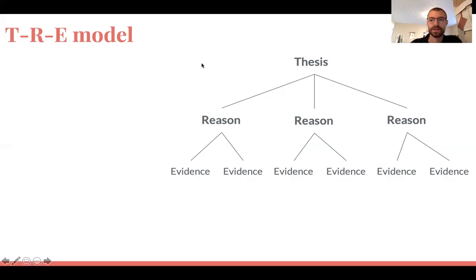In this video, we're going to talk about the TRE model, which stands for thesis, reasons, and evidence. And we're also going to talk about how to find a thesis and distinguish between reasons and evidence. So this is kind of a framework for understanding something that you read, and you'll get chances to practice this in this class. So this is important for A1.